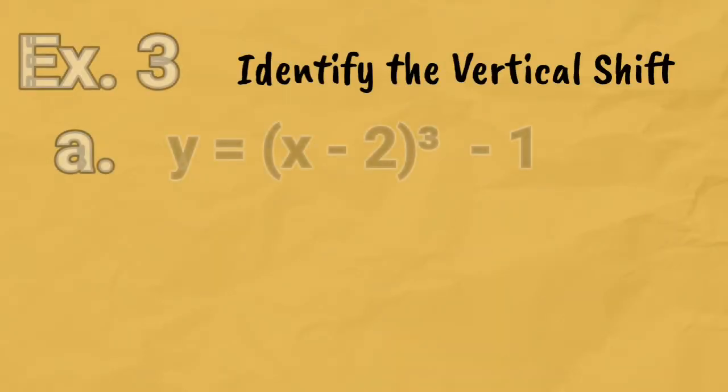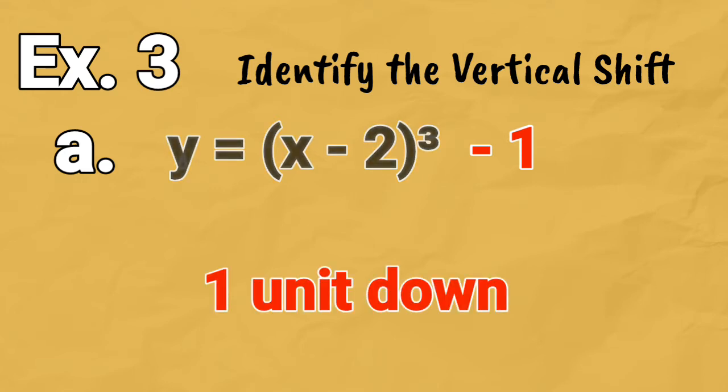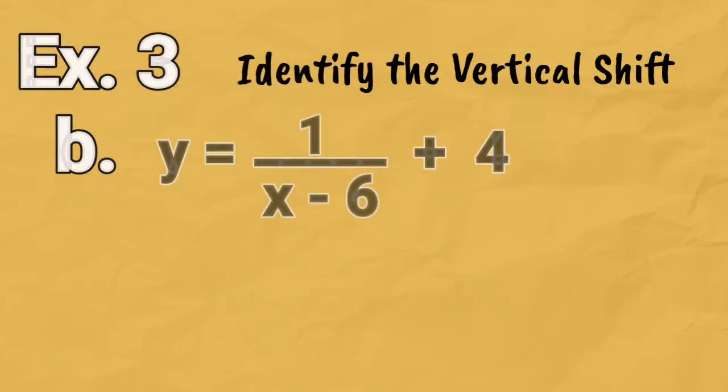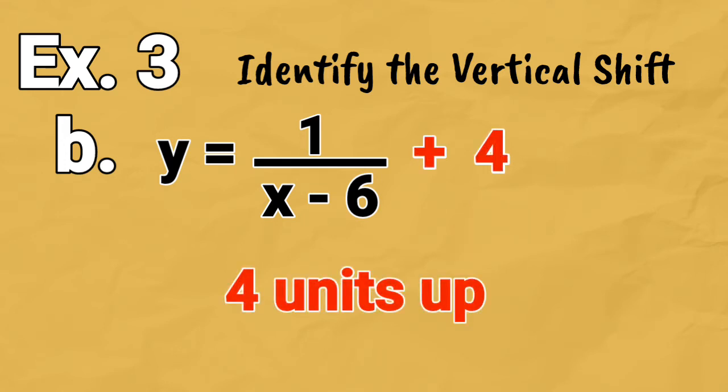Okay, so for example 3a, let's identify the vertical shift. We're looking for a number that's on the outside of the function that's being added or subtracted. Here we're subtracting 1, so our vertical shift is 1 unit down. Again, for equation B, we're looking for the vertical shift. So we're looking for a number that's being added or subtracted on the outside of the function. Here we have a 4 that's being added, so our vertical shift is 4 units up.